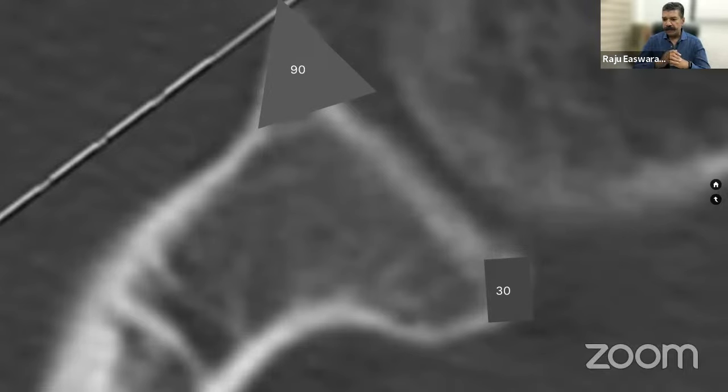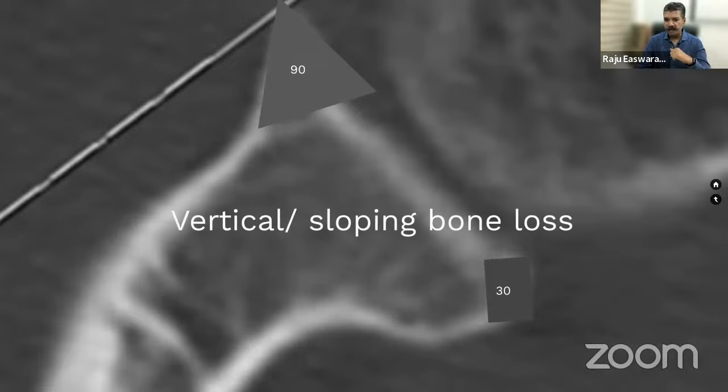So what it implies is that the same amount of bone loss on the anterior side is far more significant than the same amount of bone loss on the posterior side, because even though the bone is lost, the humeral head still has a sloping platform on which to glide, and the patient may not be that symptomatic. So this is one difference that you need to appreciate.